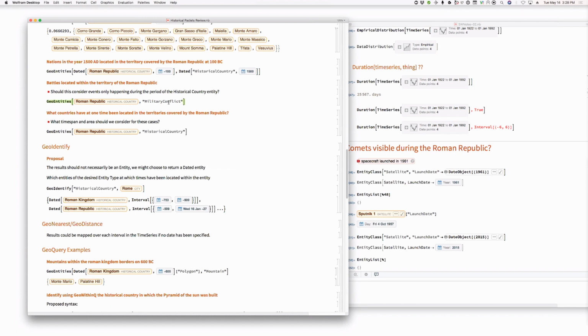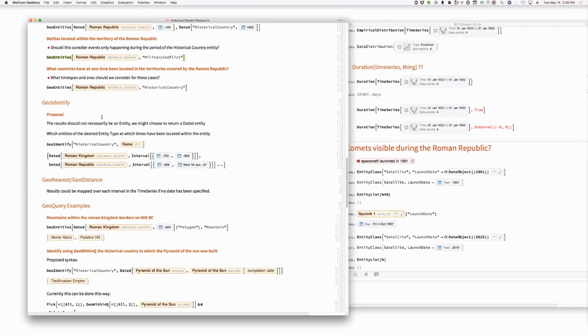Well, okay, so my question is, how will you specify the other way? Because it's easier to specify all military conflicts through history that occurred there. I think you'd say dated all. Okay, that's fine. I think that's right. Okay, geo-identify.